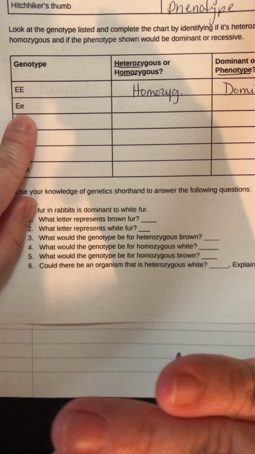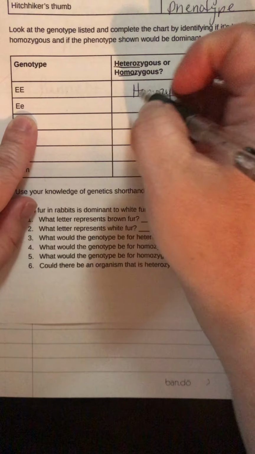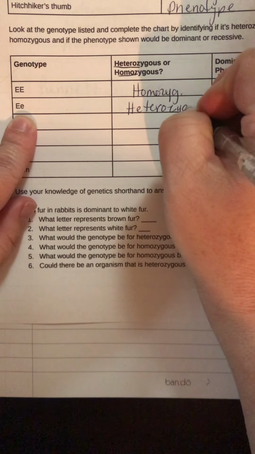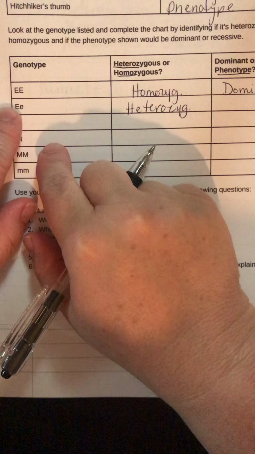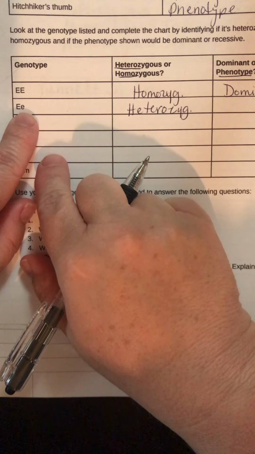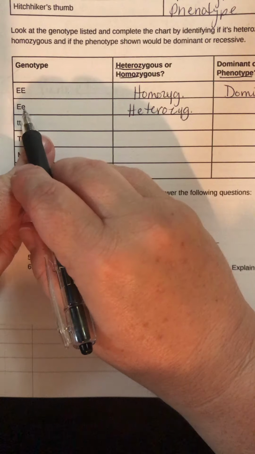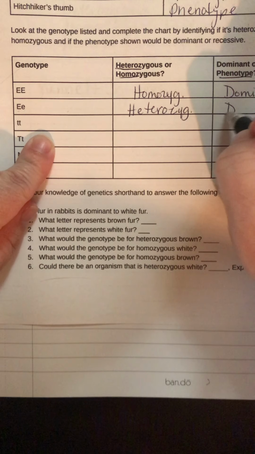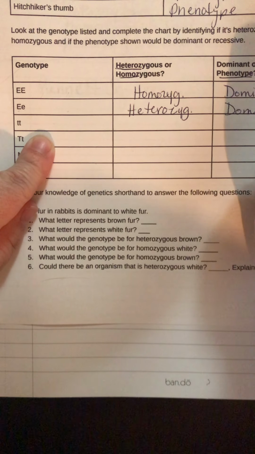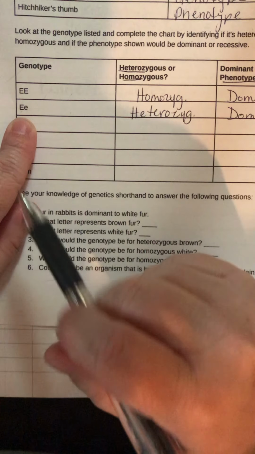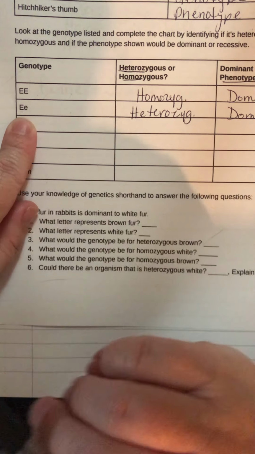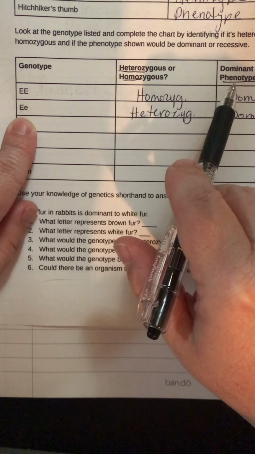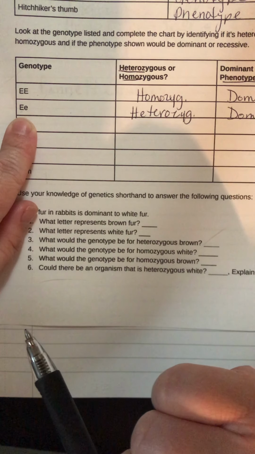Big E, little e is heterozygous because they are different. They're not the same letter. One of them is the dominant form, and the other one is the recessive form. Dominant, recessive. This is still going to have the dominant phenotype. That means if these were the monsters, this one has 2 eyes, this one also has 2 eyes. Even though they're different forms of the alleles, I would see the same thing in the phenotype.